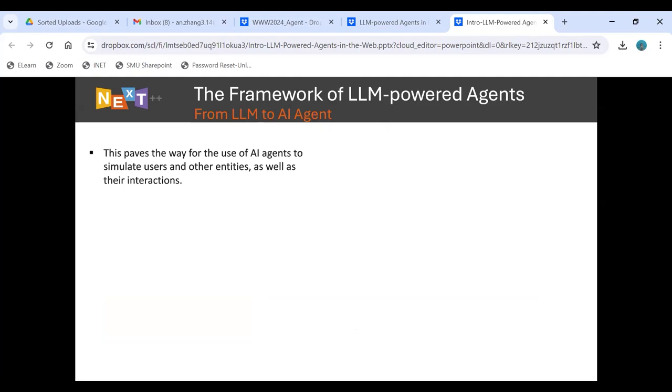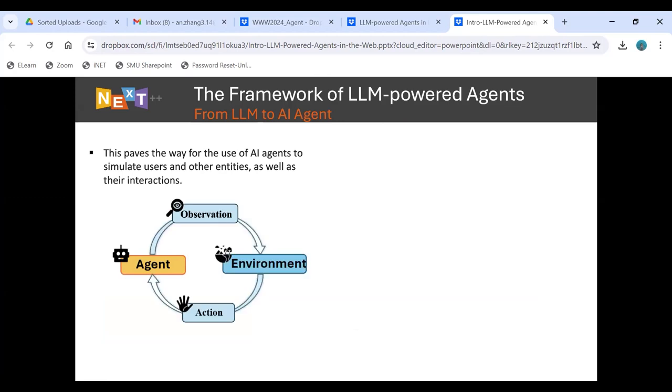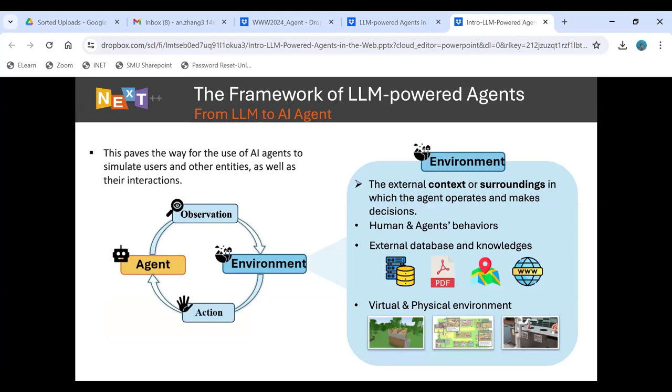So this paves the way for the use of agents. The first part of our agent is how they can sense the environment. And the environment here, we define as just the external context surrounding which agents operate. That includes human agent behavior, external databases and knowledge, as well as virtual and physical environments. And of course, the agent will observe the environment and take action.